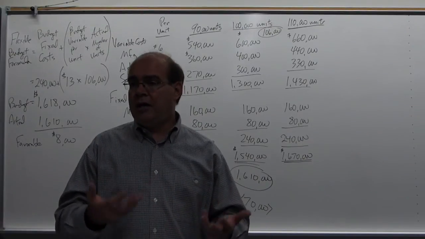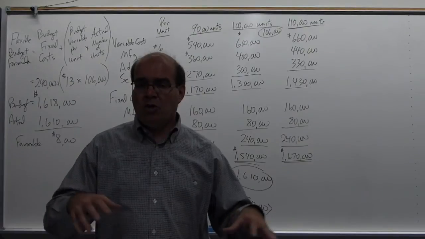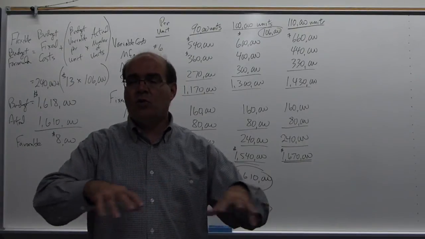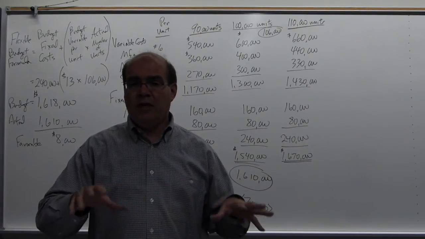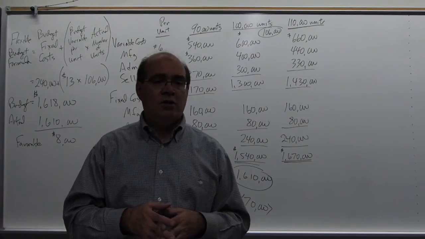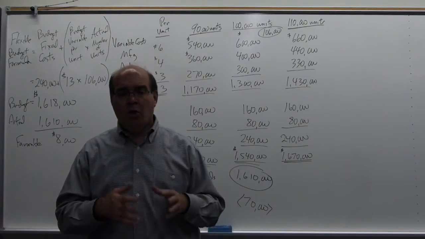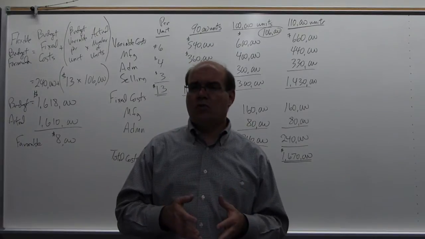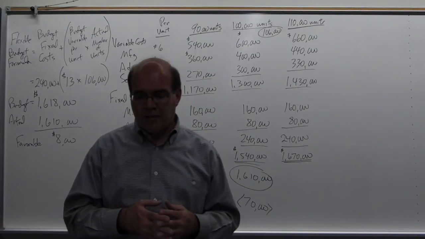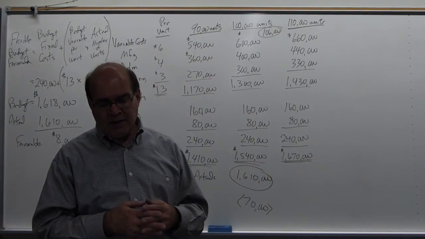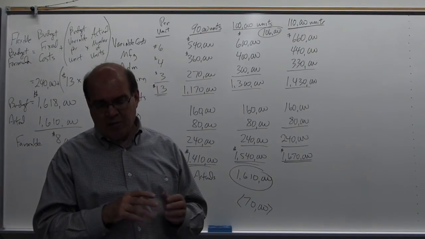So controllable items are what the branch manager or that responsibility center manager has control over. Non-controllable are things that they don't. So good budgeting says don't hold people accountable for things that they don't have control over. Only hold them accountable for controllable items. The other thing it talks about on page 1120 is the idea of performance evaluation.